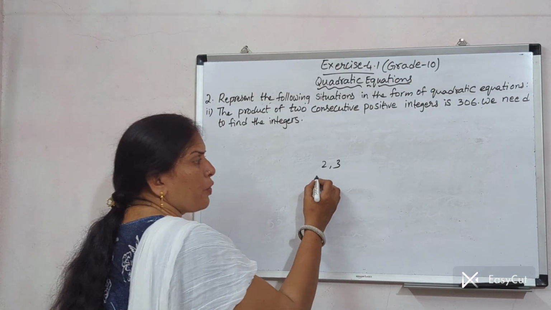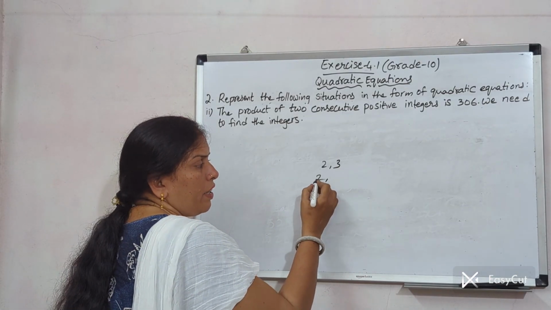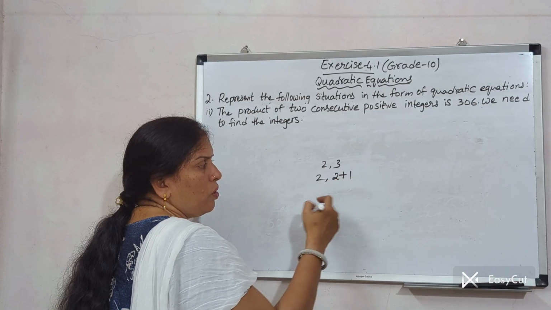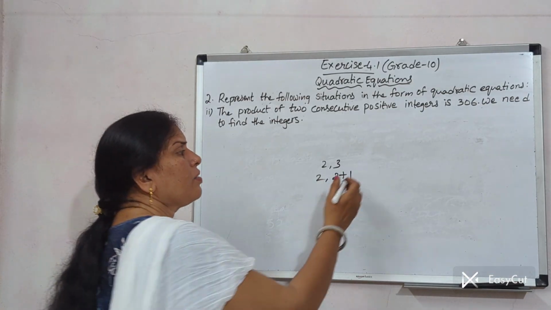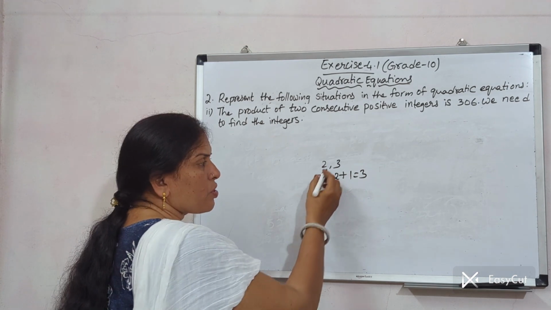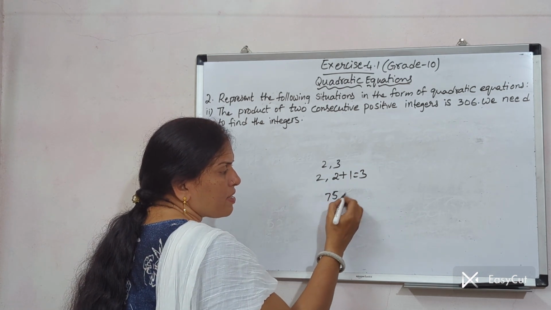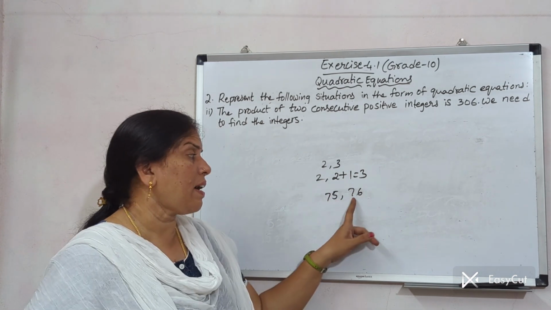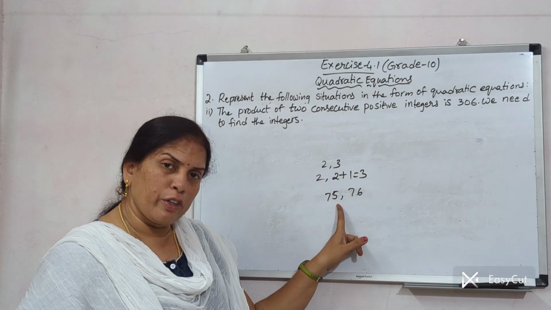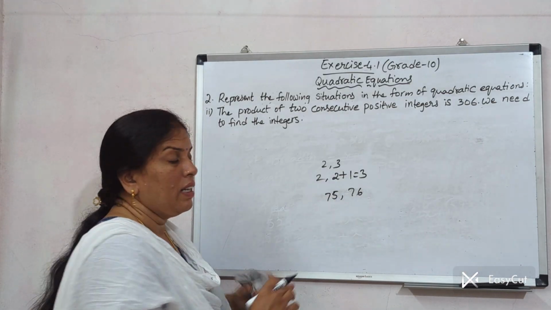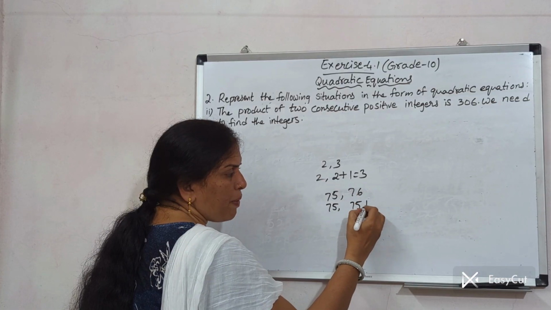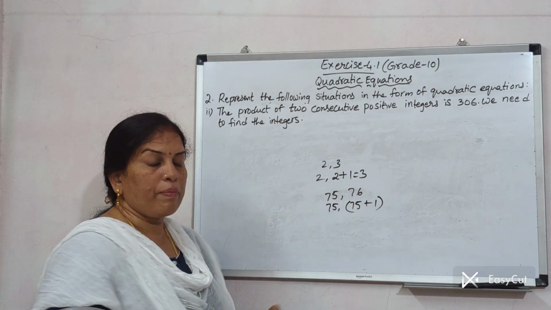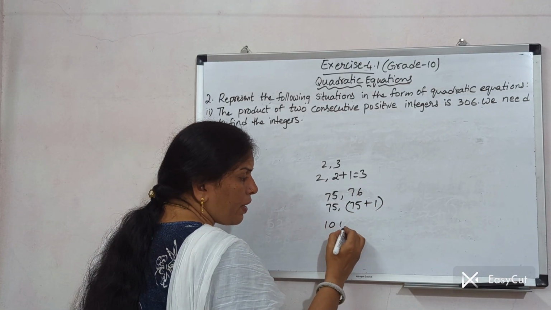Okay. I am taking 2. How will you get 3? If you add 1 to 2, we are getting 3. All of you understood? 75, 76. How will we get 76? If we add 1 to 75, we will get 76. That means 75, how can we write 76? 75 plus 1. That means 101, 102.